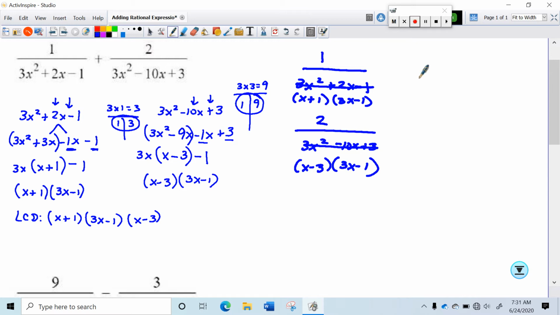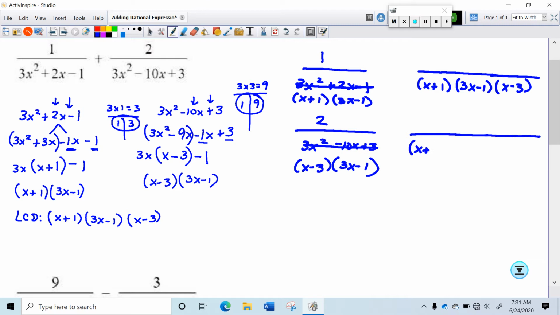So I'm going to come over here and put the common denominator, which is my LCD. So I've got x plus 1, 3x minus 1, and x minus 3. And that's my LCD, so that goes on the bottom of each fraction. That's what I want.